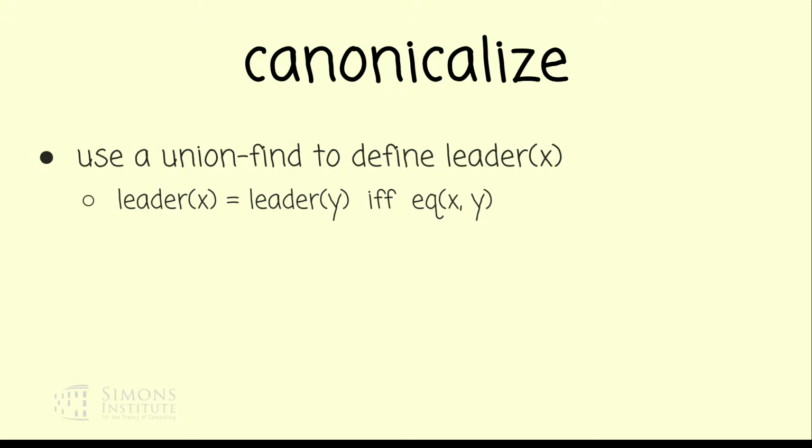Sorry, what do you mean by leader? So the union find is implemented as a forest. Leader is basically what is my current root in the union find data structure, right? Of course, if two people have the same root, they're in the same subtree, so they're equivalent.